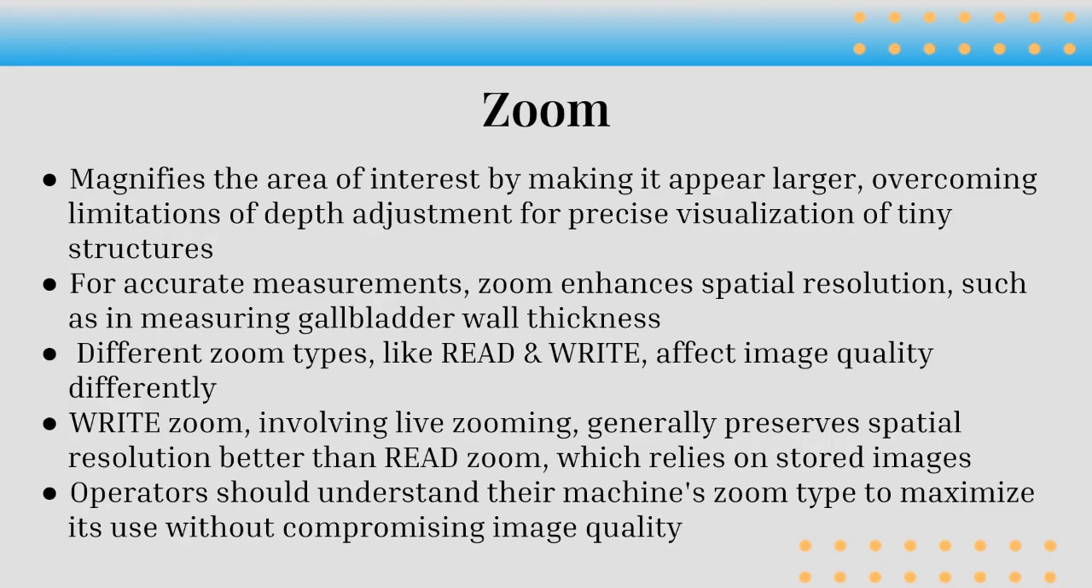So the zoom application magnifies the area of interest by making it appear larger, overcoming limitations of depth adjustment for precise visualization of tiny structures. For accurate measurements, zoom enhances spatial resolution, such as in measuring gallbladder wall thickness. Different zoom types like read and write affect image quality differently. Write zoom, involving live zooming, generally preserves spatial resolution better than read zoom, which relies on stored images. Operators should understand their machine's zoom type to maximize its use without compromising image quality.